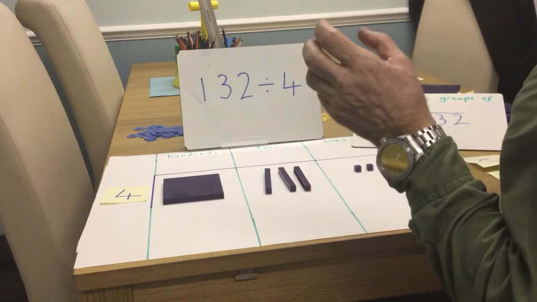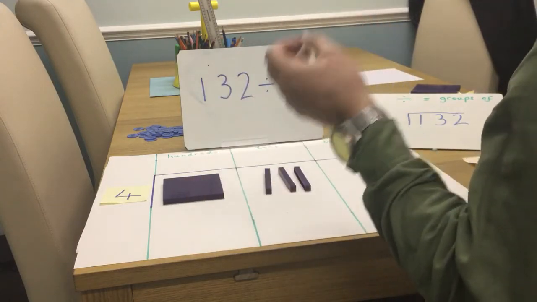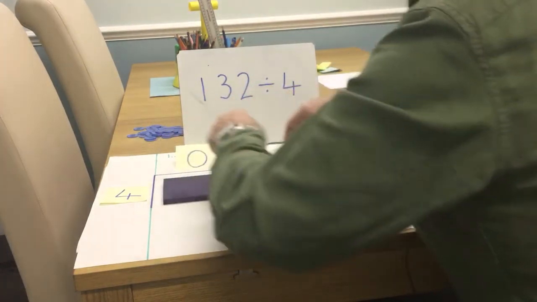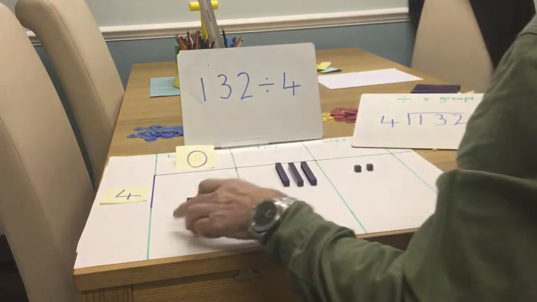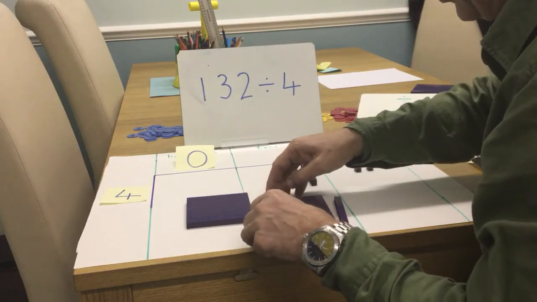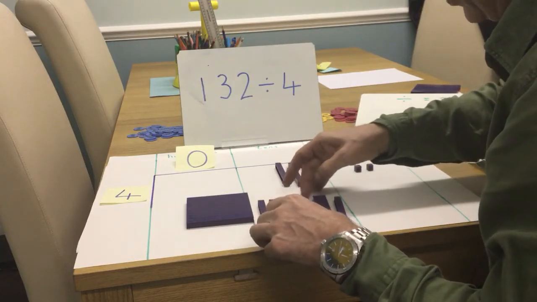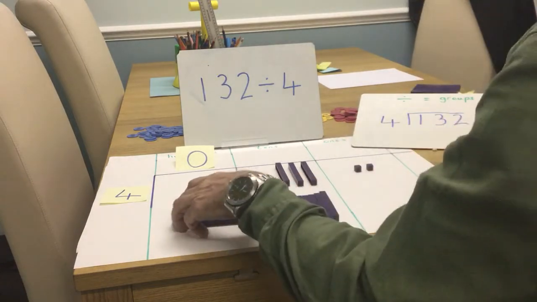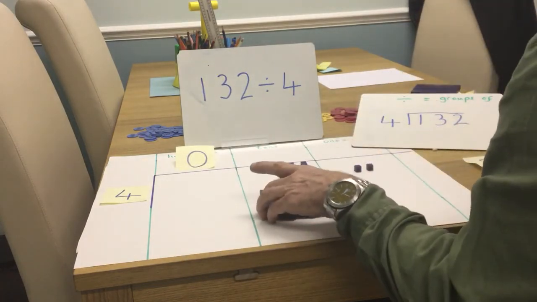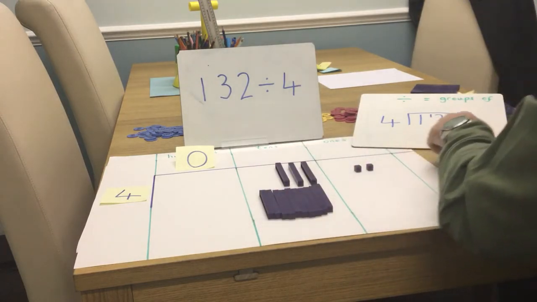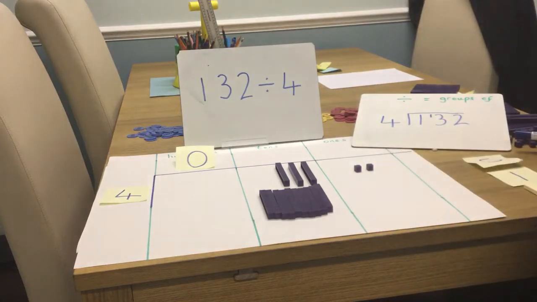Question number 1. How many sets of 400 can I make from 100? And the answer is, surprise, surprise, I can't make any. But I can now exchange that for 10 tens. 10, 20, 30, 40, 50, 60, 70, 80, 90, so that's 100. So we've exchanged one set of 100 for 10 tens. So I've now got 13 tens in my tens column.